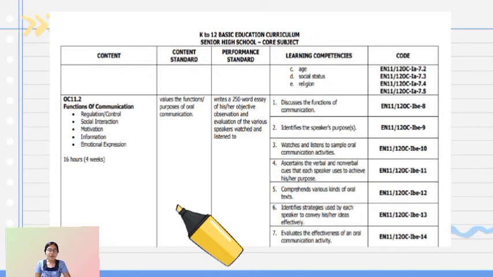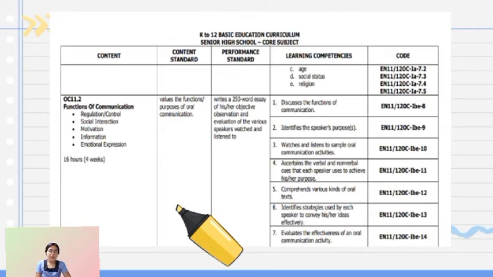And then, as you can see, we have here the examples of the curriculum standard and competencies based on the K-12 curriculum guide, particularly in the subject of Oral Communication of the Grade 12 senior high school level. Okay, basically here are the contents of the subject. We have the functions of communication: regulatory control, social interaction, motivation, information, emotional expression. So, ito yung content o mga nilalaman ng subject na ito na dapat malaman ng mga mag-aaral.